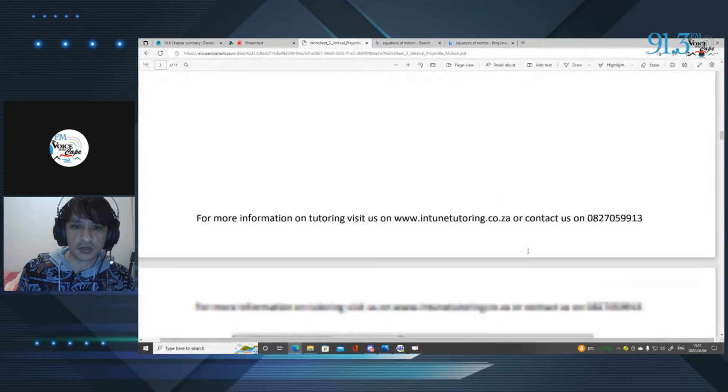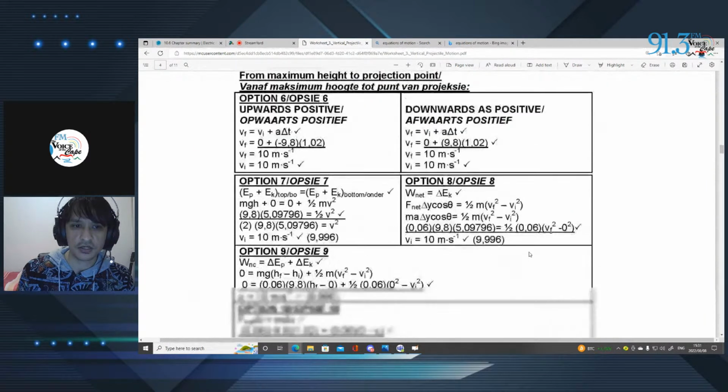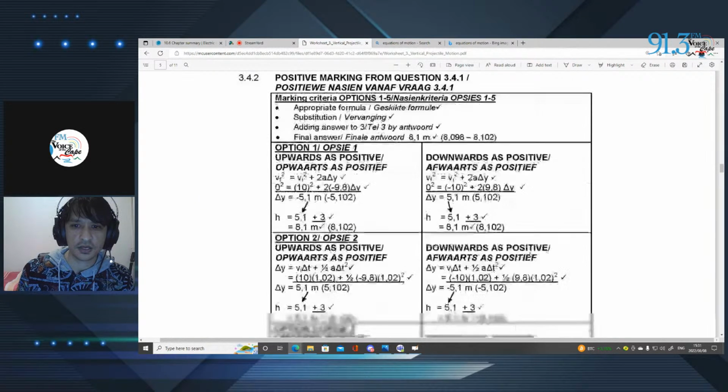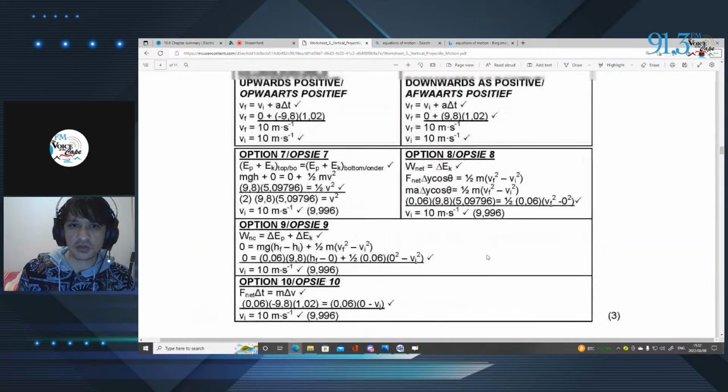Yeah, 10 meters per second was correct for that question. Right, this is still the same one. And so they get 5 meters, and then we must add the 3 meters on as well. So we were correct in our calculation. The only thing we forgot to add was the 3 meters at which we started.